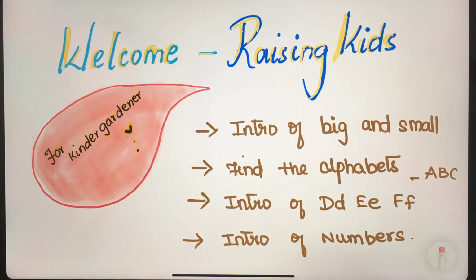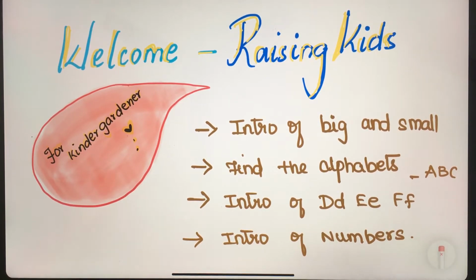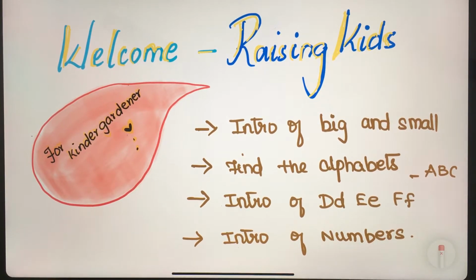In this video, we are going to introduce big and small, finding the alphabets, introducing D, E and F, and numbers. Usually in school, they introduce one alphabet per day and one number per day, so kids get easily attached to the numbers and grasp easily. As it is a video, we are introducing 3 letters per video, so you can take it one by one for your kids so that they will find it easy. So let's get started.